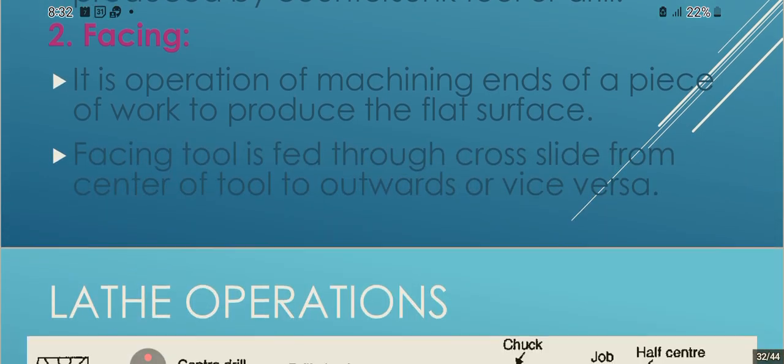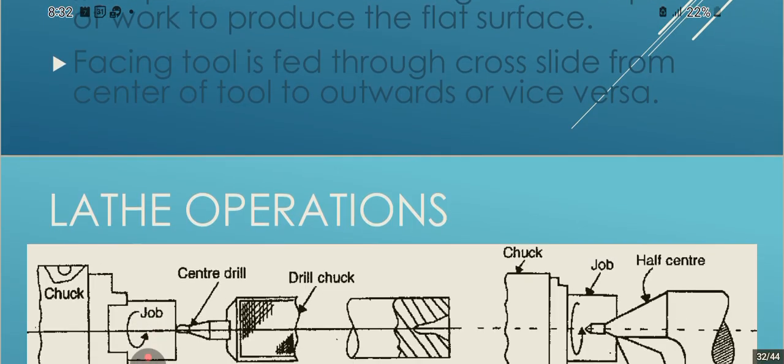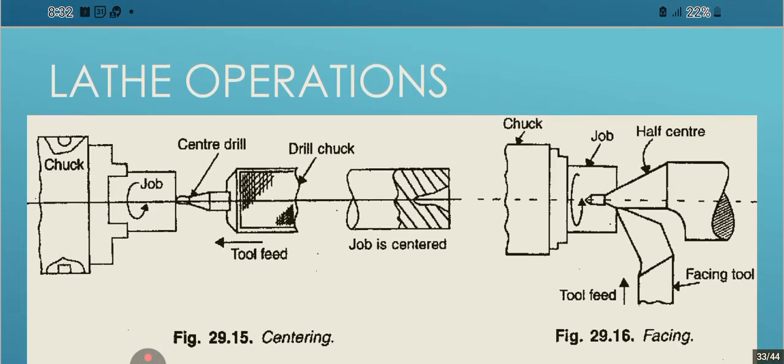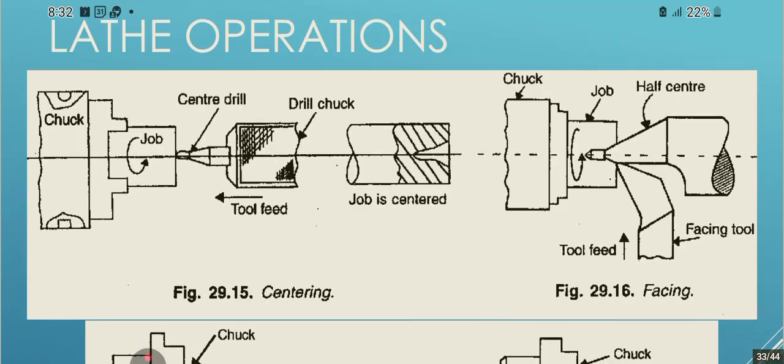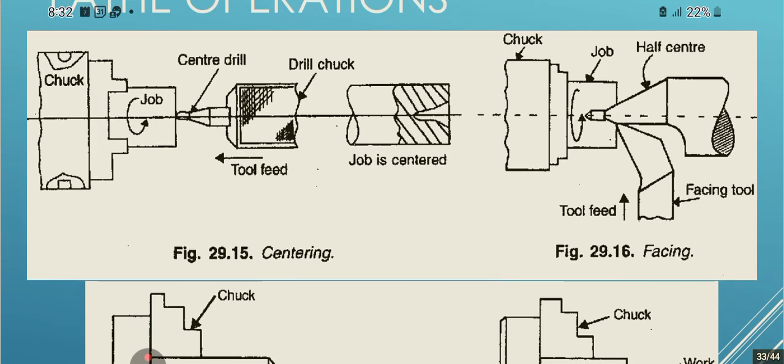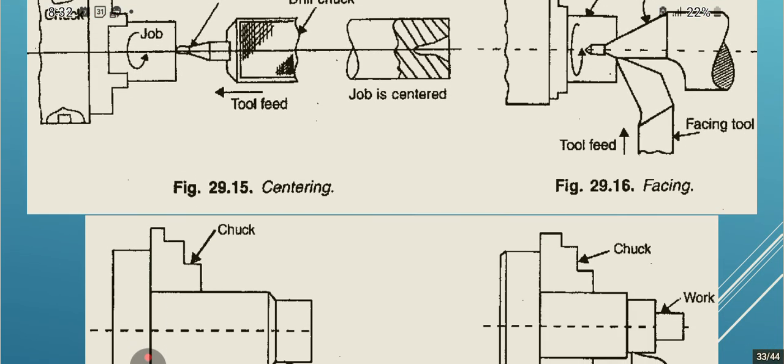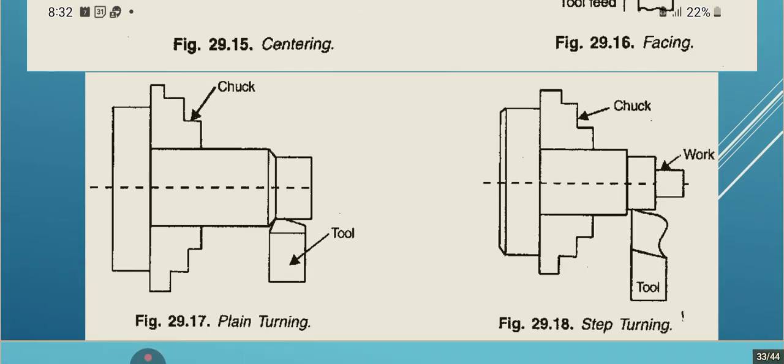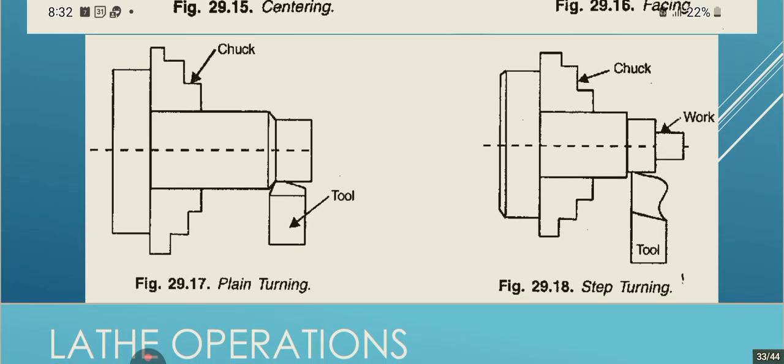Facing is the operation of machining the ends of a piece of work to produce a flat surface. The facing tool is fed through the cross slide from the center of the work outwards or vice versa.